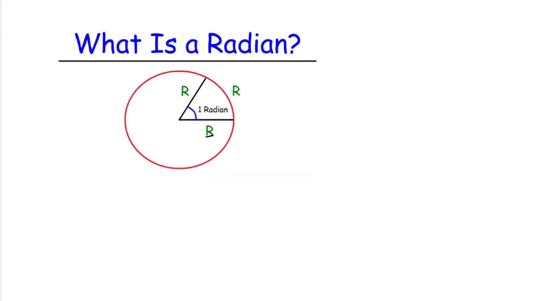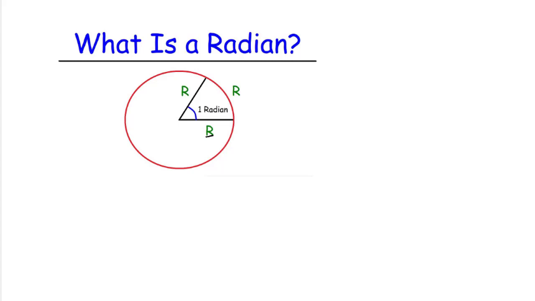Hello and welcome back. Today we're going to see degrees and their measurements. But first we're going to see what is a radian. Well, we already know what a degree is. We already know in a circle we have 360 degrees. But a radian, what is it?